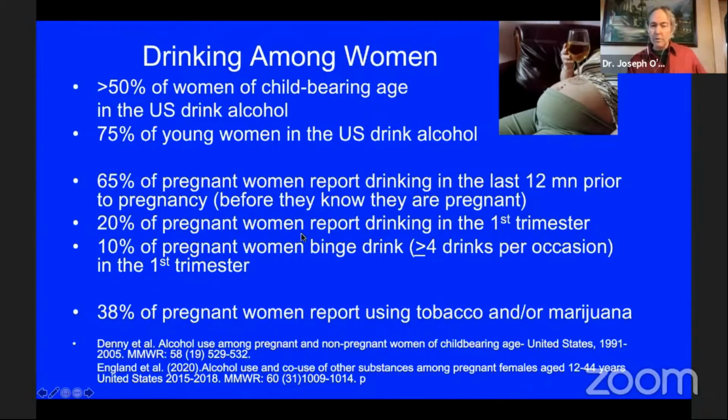65% of pregnant women report drinking during the last 12 months prior to pregnancy. And that includes that crucial month or time between conception and when the mother discovered that she was pregnant. You can also induce FASD in that crucial period. 20% of pregnant women report drinking in the first trimester, and 10% report binge drinking. In the later trimesters, the numbers are lower, but still, unfortunately, not zero.